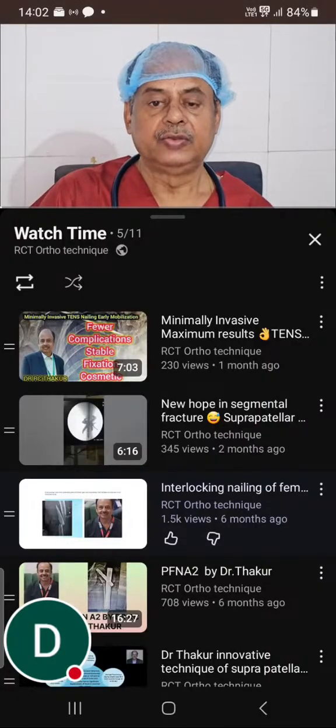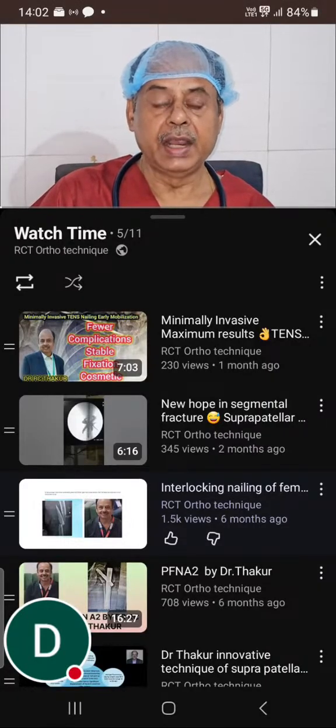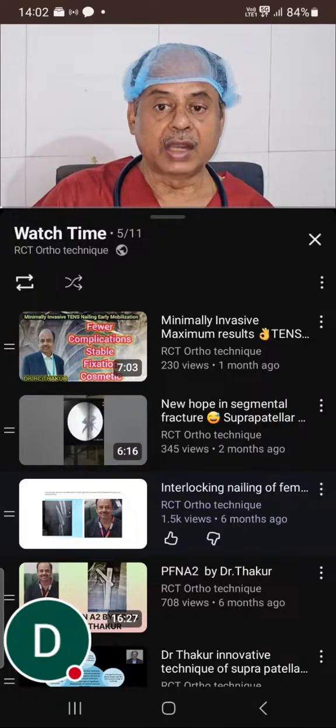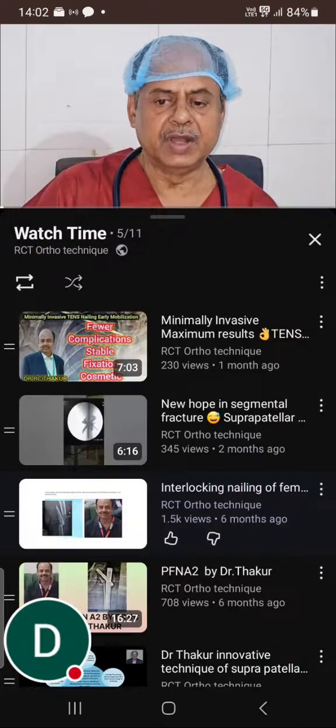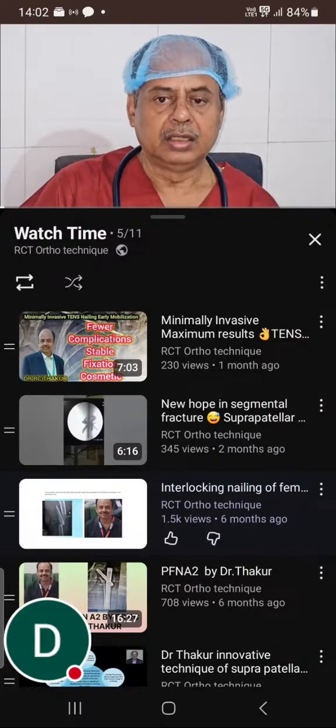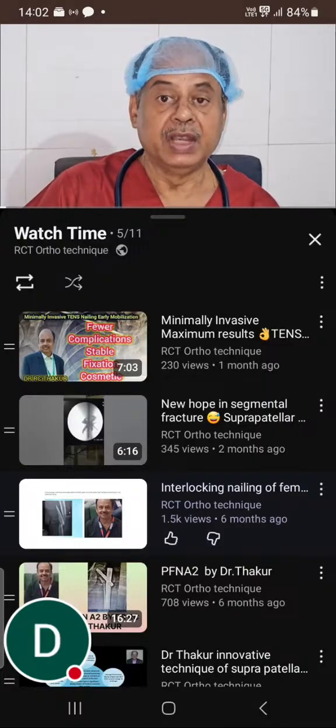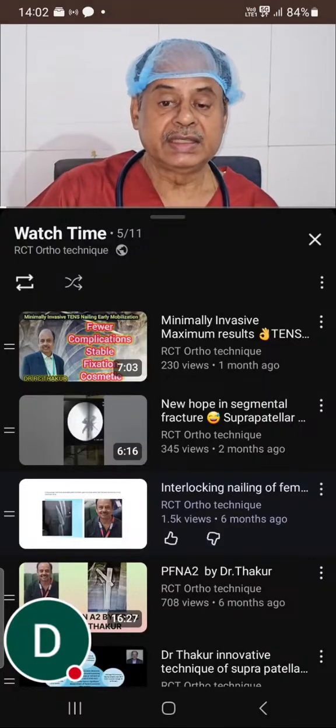Hello friends, today I am going to give a demo of interlocking nailing in fractured shaft femur lower third in a 72 years old female. This patient sustained this injury due to fall on the ground.